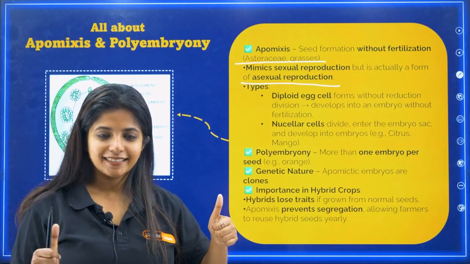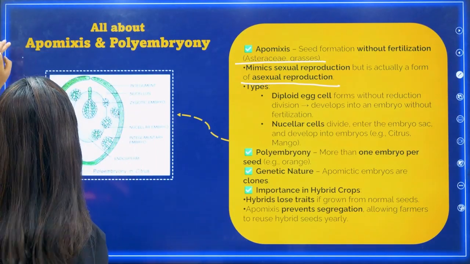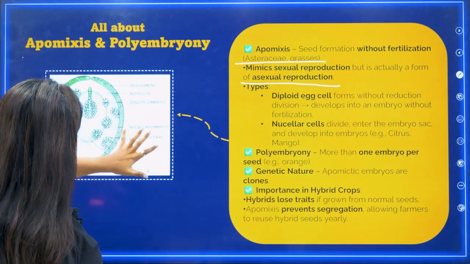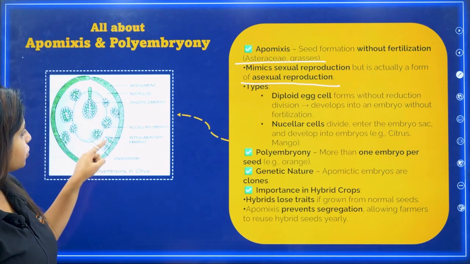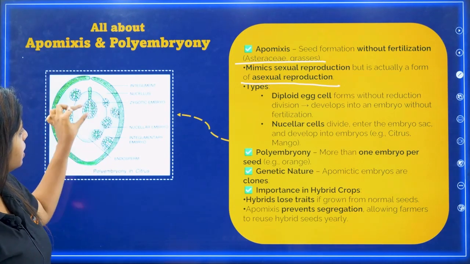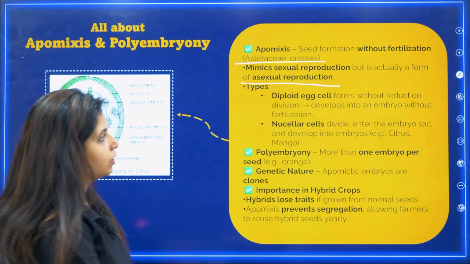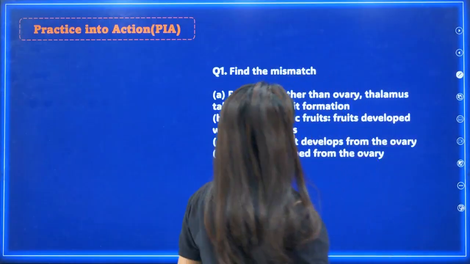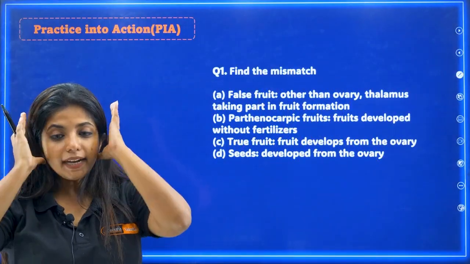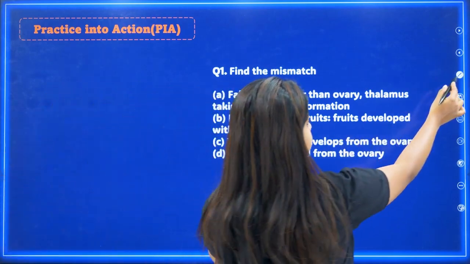Okay, fine. Now with that we finish off everything. So this is the example where the nuclear cells are getting inside and forming the multiple embryos out there. Now we are gonna do the questions. So find the mismatch over here.